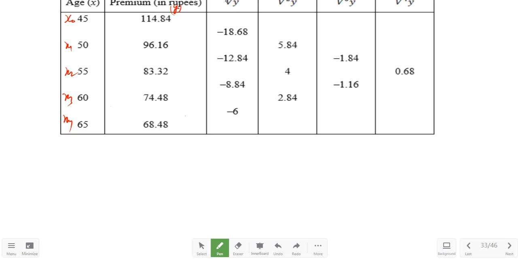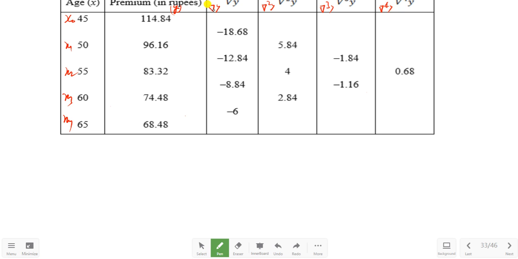This is del y, the backward difference operator on y; second order backward difference on y, third order backward difference on y, and fourth order backward difference on y. So, as in the construction of the forward difference table, here the difference is in the notation of the backward difference operator.